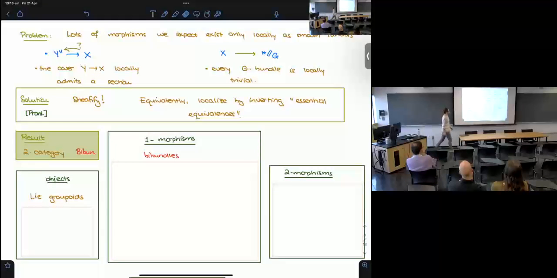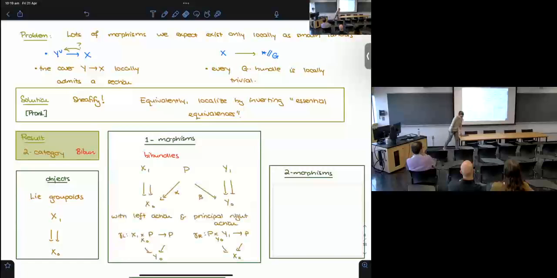And the result has a nice geometric description, and we call it Bibun, for bibundles, the 2-category. The objects haven't changed. They're still the groupoids, but now morphisms are bibundles, which are diagrams that look like this. So here's my source, X, and here's my target, Y. And in the middle, I put a manifold. P is just a manifold. It's not a groupoid or a category or anything. But it has a map to X0, a map to Y0.